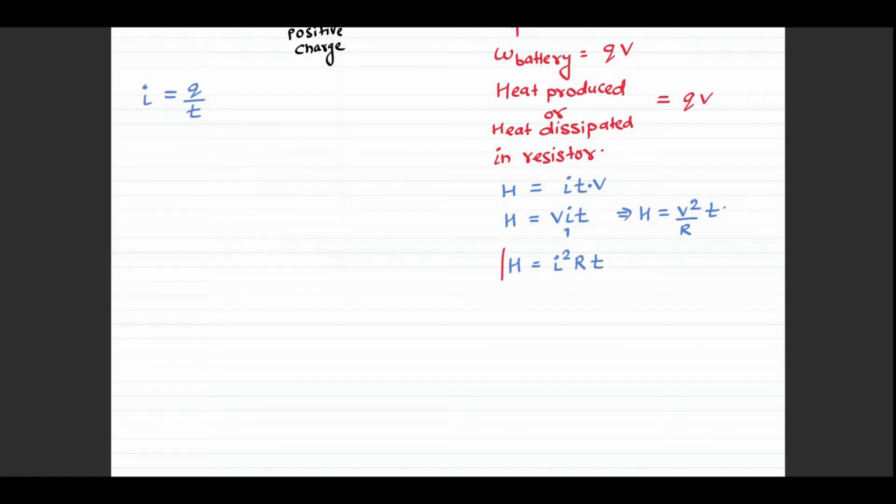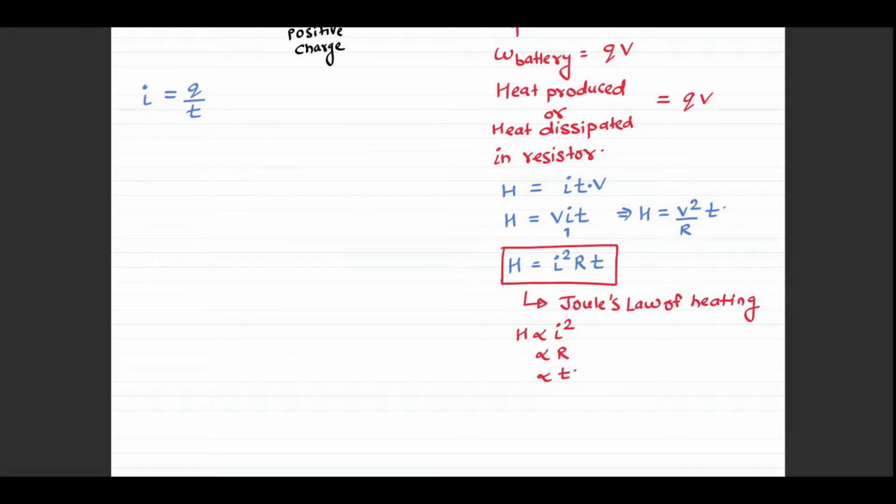So can I say this statement here is Joule's law of heating. According to this law, heat produced in the resistor is directly proportional to I square, proportional to resistance and proportional to time, right? Clear?